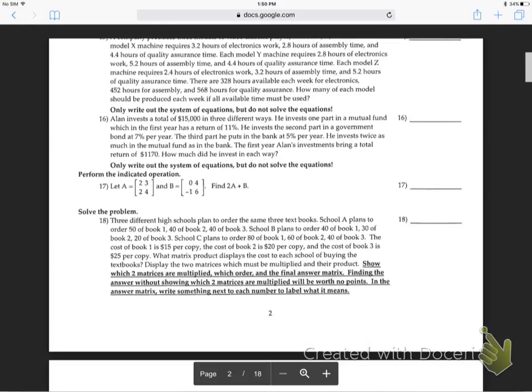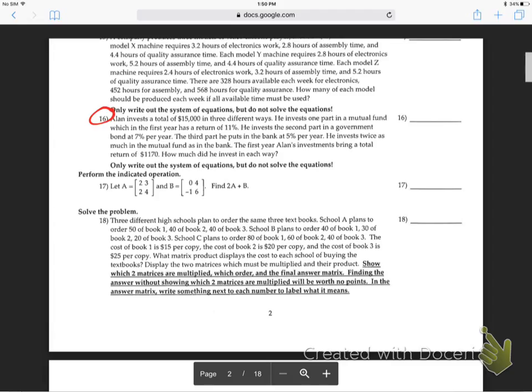Okay, so there's number 16. Alan invests $15,000 in 3 different ways. So I'm doing number 16. He invests one part in mutual funds, invests another, how much did he invest in each way? It's good to jump down and find the actual question. That kind of is a good place to start. There's only one question mark up there, right? It's that last sentence. 3 different ways. What are his ways of investing?